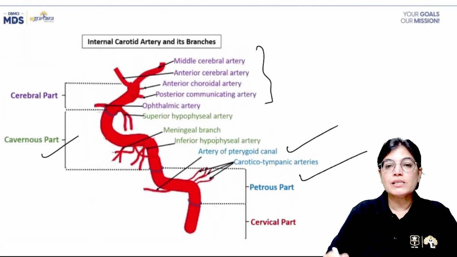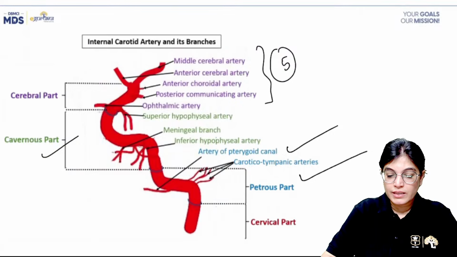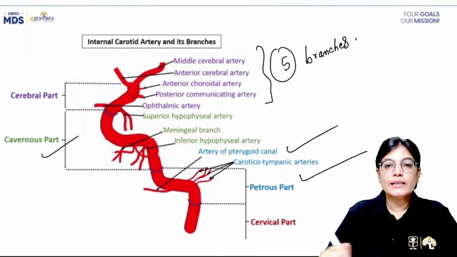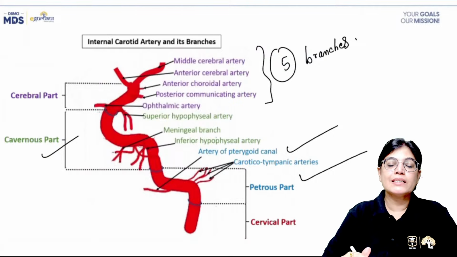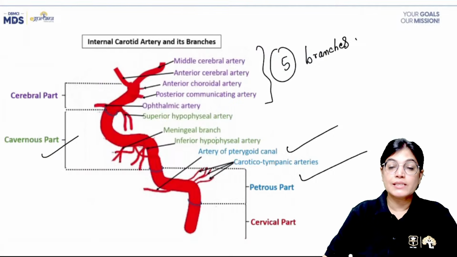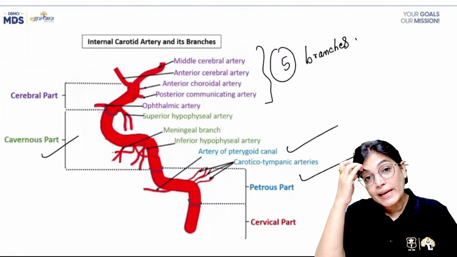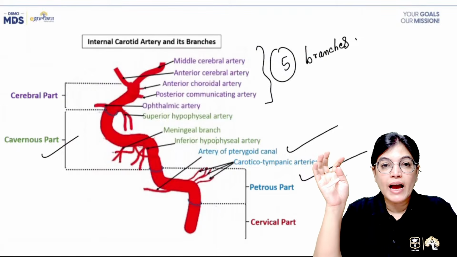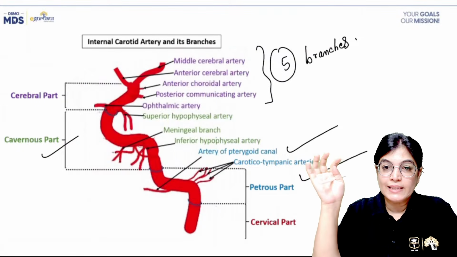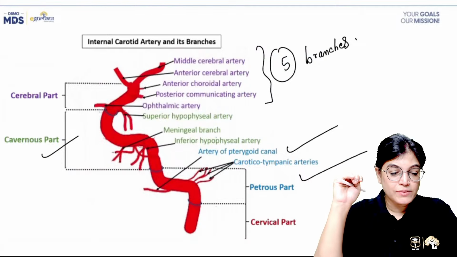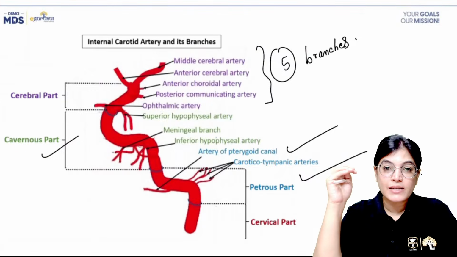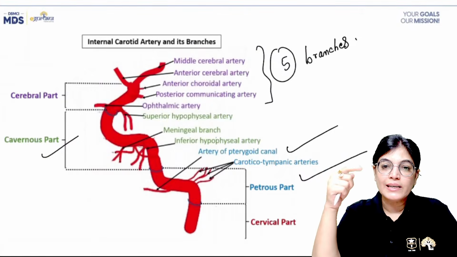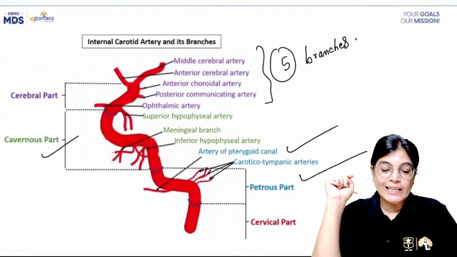And if I talk about the cerebral part, it gives five branches. So in the cerebral part, it is giving anterior cerebral artery, middle cerebral artery, posterior communicating artery, and we have got ophthalmic artery, and we have also got the anterior choroidal artery. So the question has been asked about anterior choroidal artery. The anterior choroidal artery is a branch of internal carotid artery.